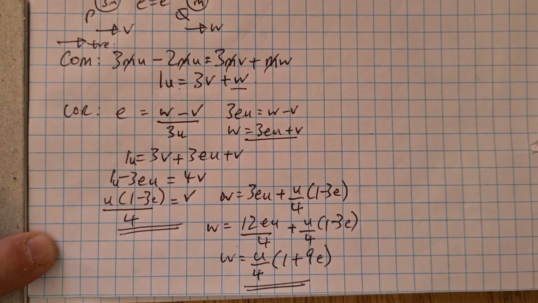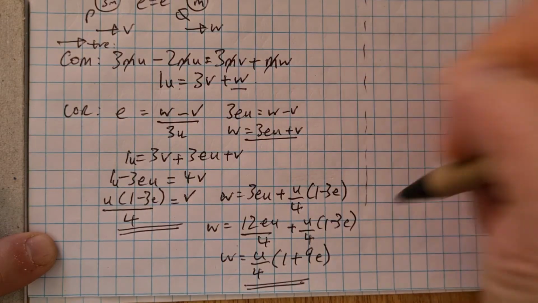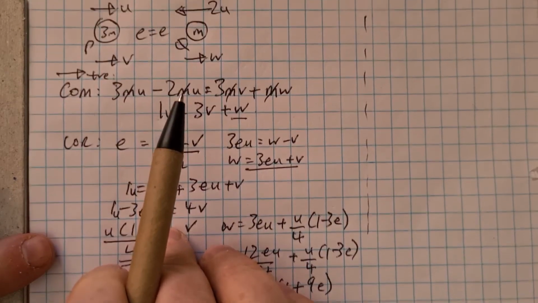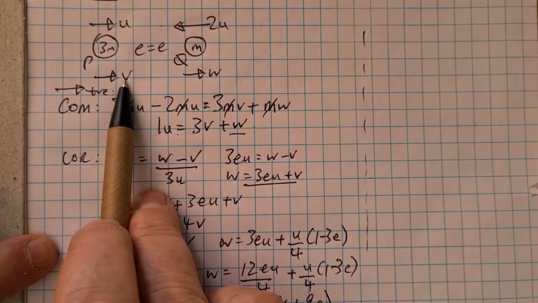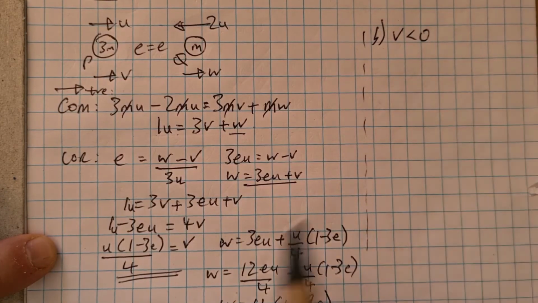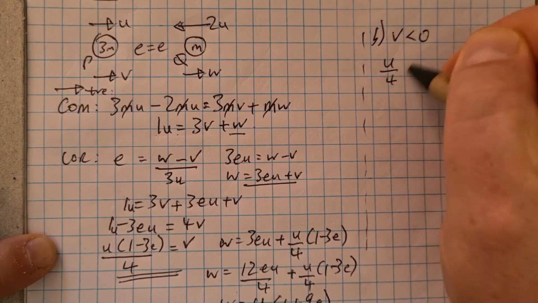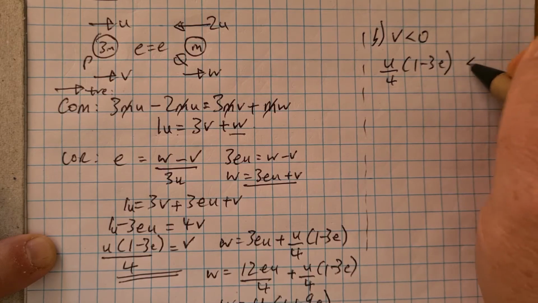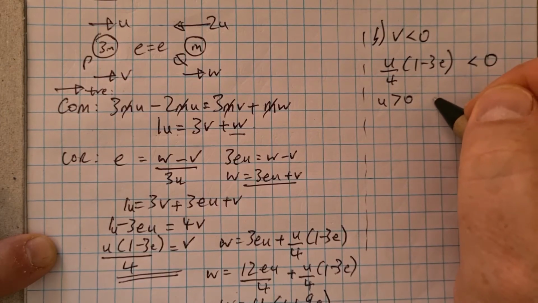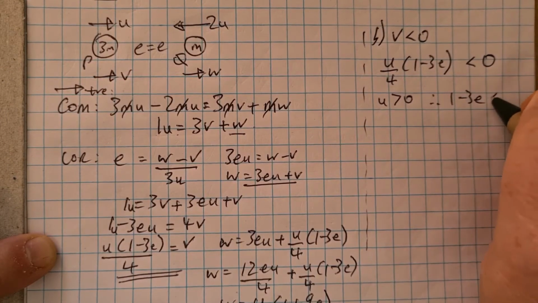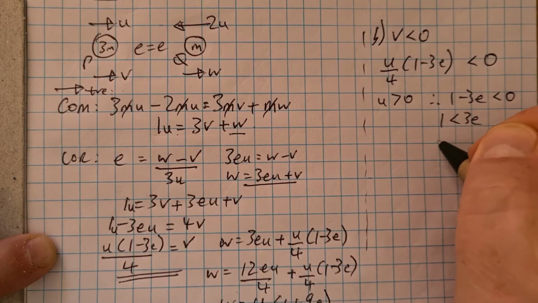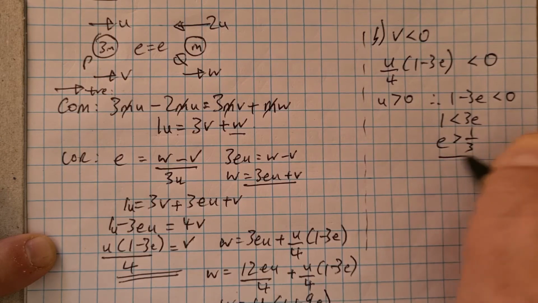Now part B suggests that if the direction of motion of p is changed, if we go back to our original diagram, that means that v has to be less than 0. So for part B, we have v is less than 0, and v we now know is u over 4, 1 minus 3e. So that must be less than 0. Since u has to be greater than 0, we can say 1 minus 3e must be less than 0 to make the whole thing negative. So therefore 1 is less than 3e, so e must be greater than 1/3, which is what we were asked to show.